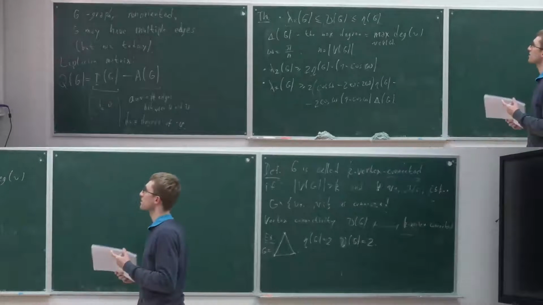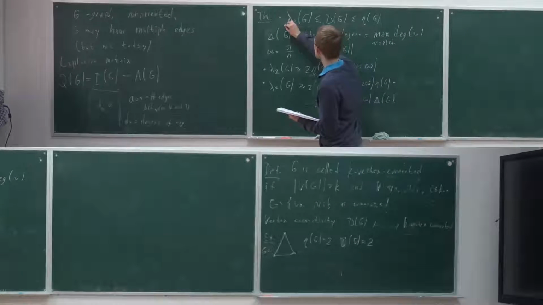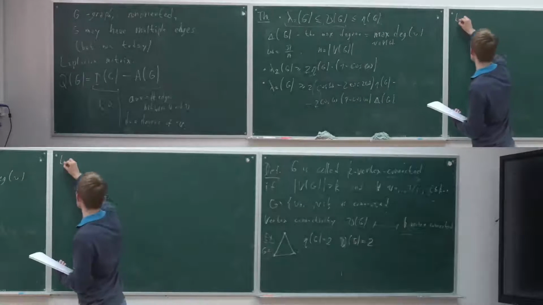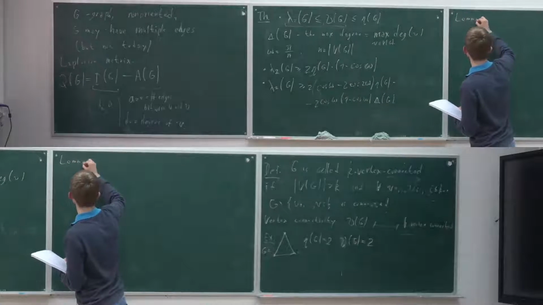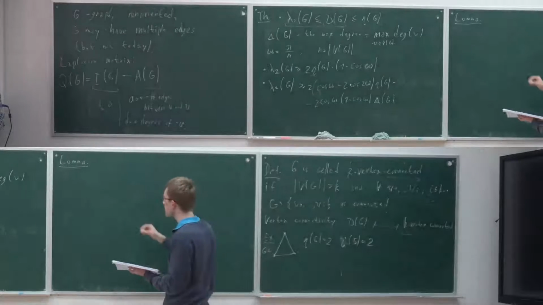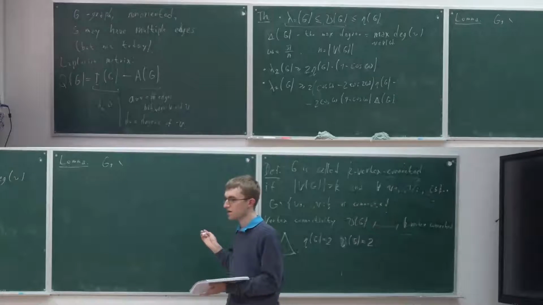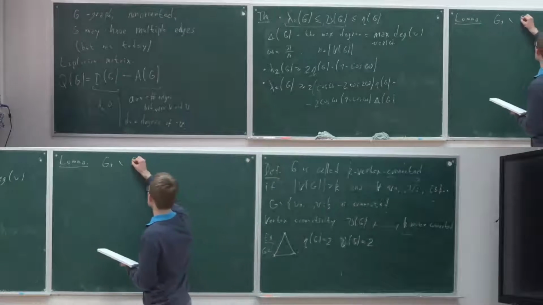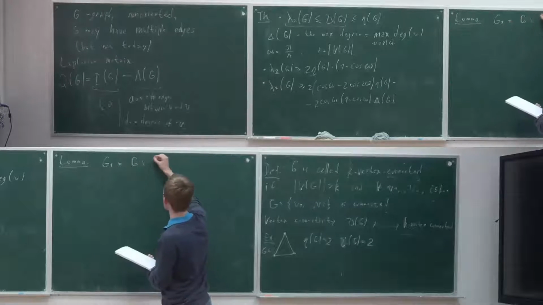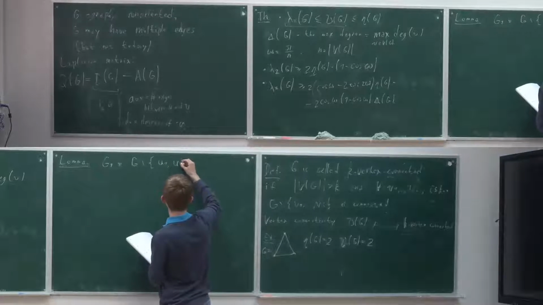Okay, firstly, I'm going to prove this statement, but for this I will need some lemma. So assume we have some graph and assume that we remove several vertices from it. So G1 is G without some vertices U1, U2, UK.